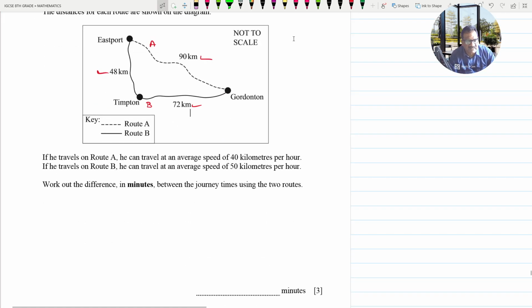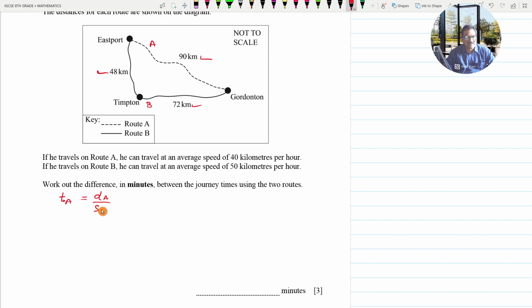Now if he travels on route A, he can travel at an average speed of 40 km per hour. And if he travels route B, he can travel at an average speed of 50 km per hour. So the speed is also given for both the routes. Work out the difference in minutes between the journey time using the two routes. So suppose he travels through route A. So the time required, TA, for the journey will be, time will be equal to distance upon speed.